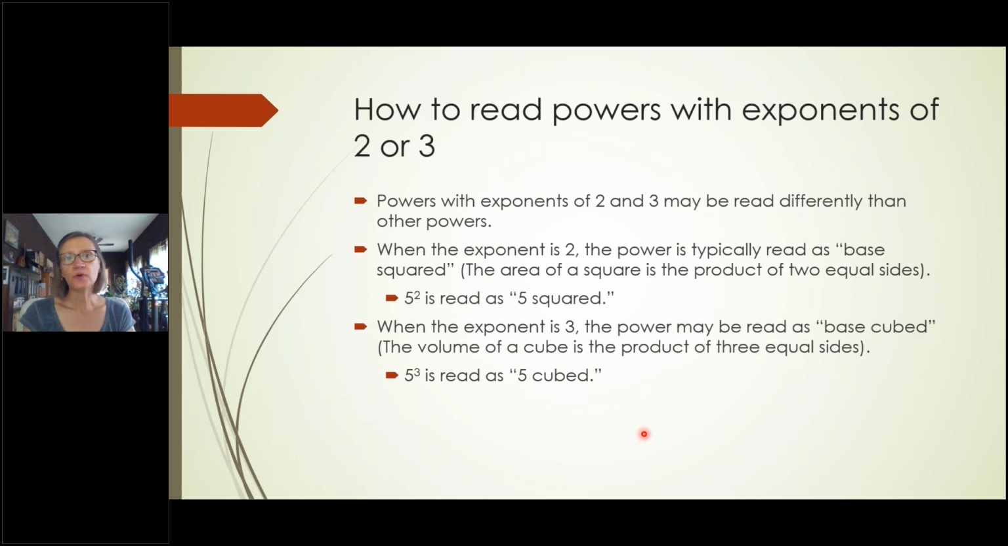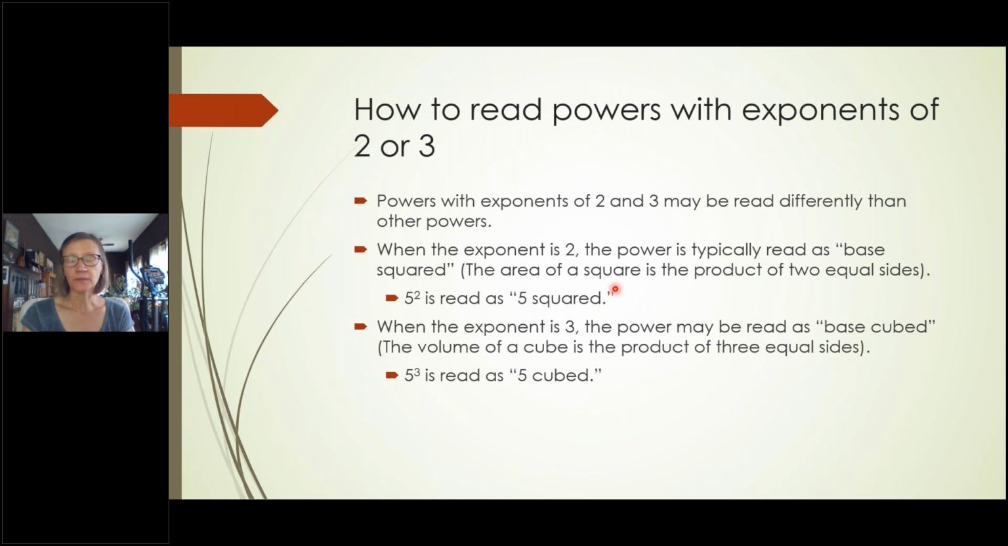When you're reading powers with exponents of 2 or 3, we often read them in a different way. A power with an exponent of 2 is typically read as the base squared. So 5 to the 2nd power would usually be read as 5 squared.